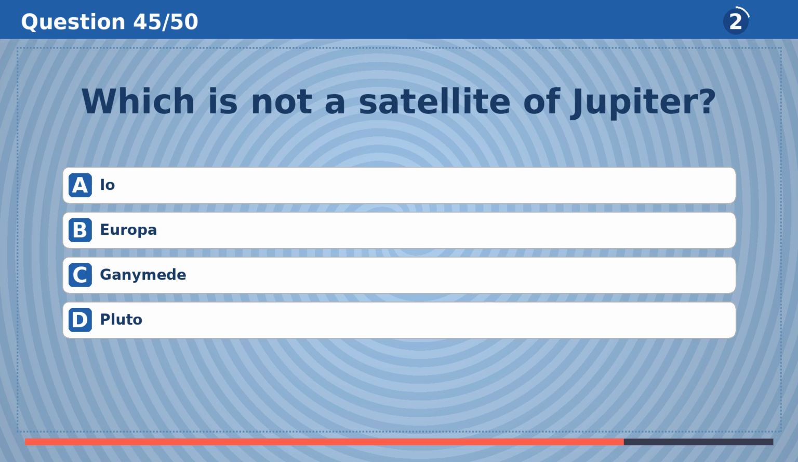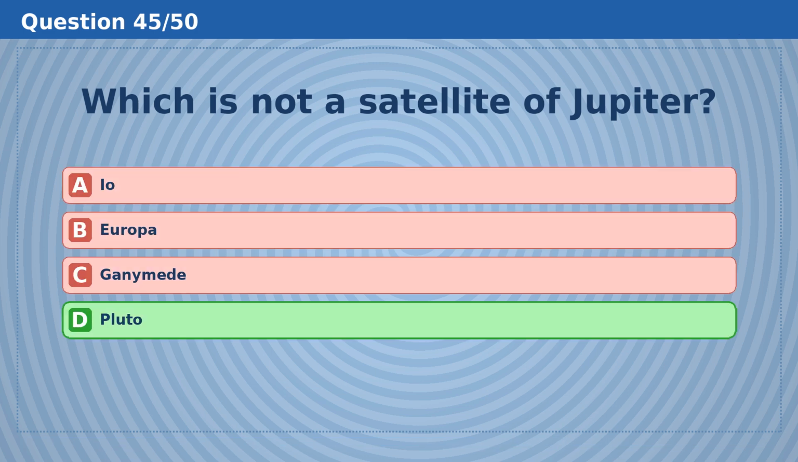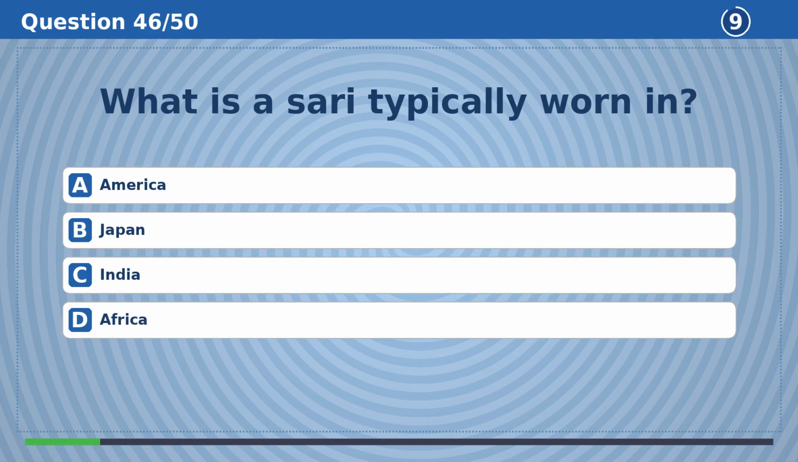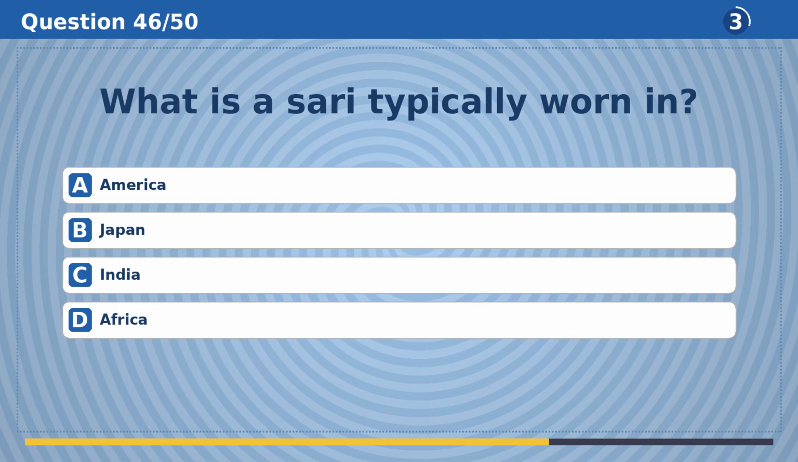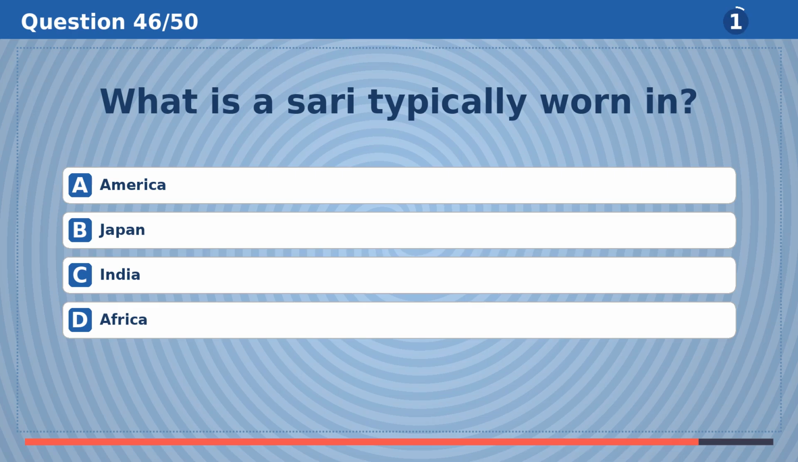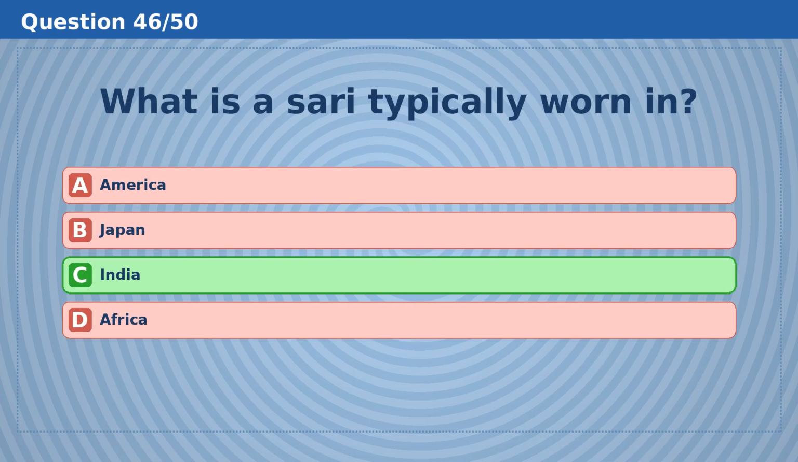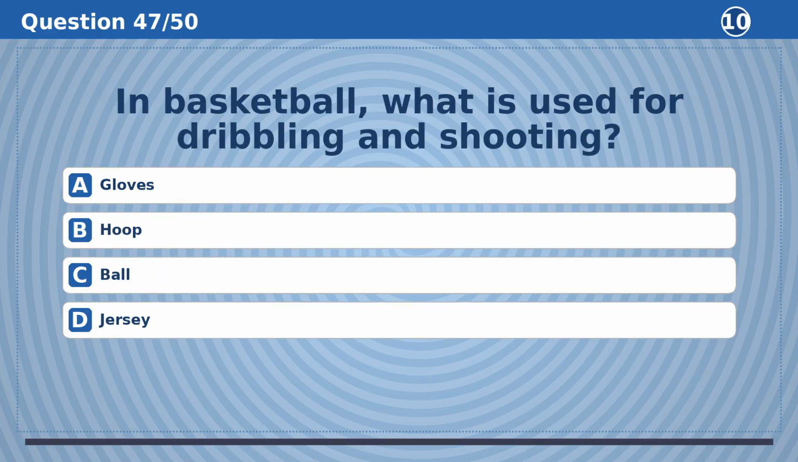Which is not a satellite of Jupiter? The answer is D. Pluto. What is a sari typically worn in? The answer is C. India.